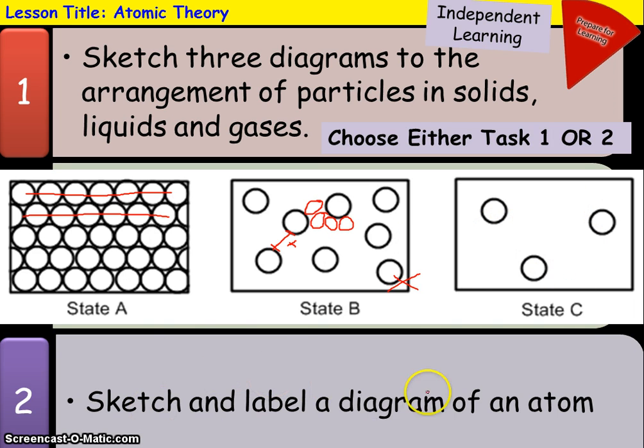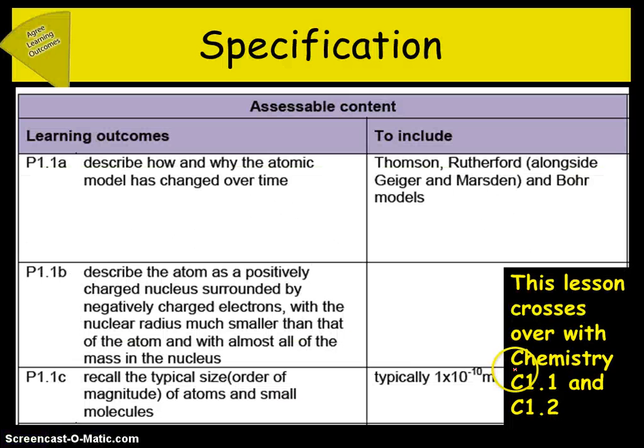And you should know how to draw the diagram of an atom. So you should remember that in an atom you have the nucleus in the center, protons and neutrons. Protons have a positive charge, neutrons have a neutral charge, and then electrons around the outside in the shells, which have a -1 charge. You should recall that information.